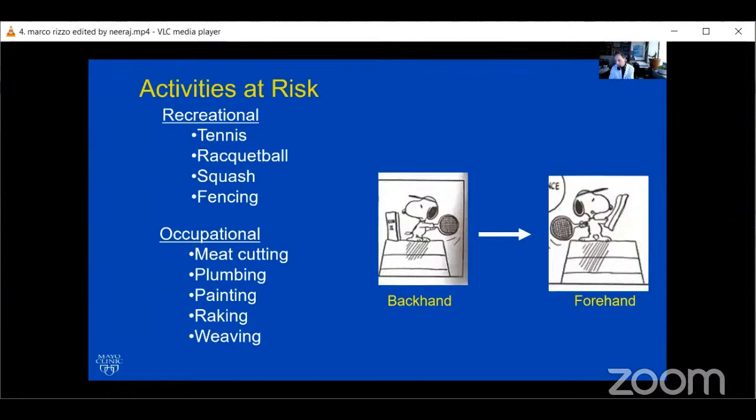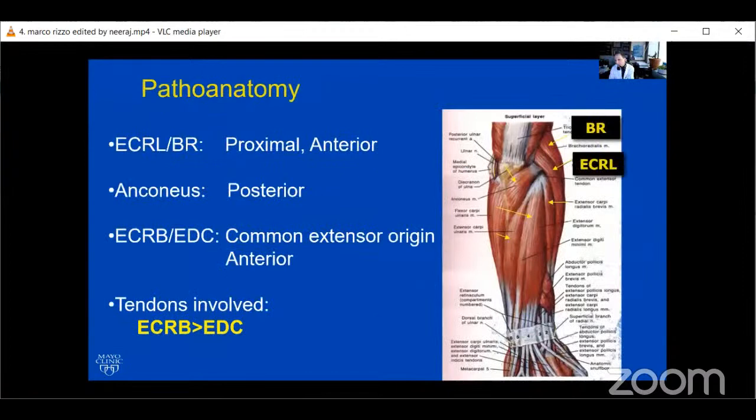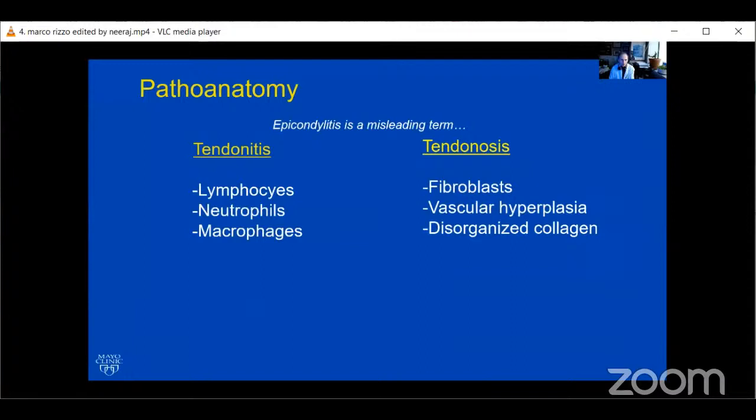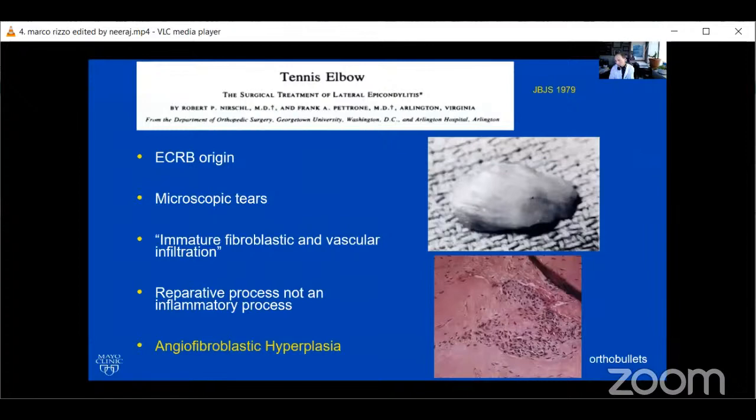Regarding pathoanatomy around the lateral elbow, ECRL and BR are more anterior and proximal. The anconeus lies posterior to the lateral epicondyle. The ECRB and EDC, the common extensor origin, are the muscle tendons involved, more the ECRB than the EDC. The ECU lies more posterior. Epicondylitis is actually a misnomer. It's more of a tendonitis that evolves into tendinosis. The term angiofibroblastic hyperplasia was coined by Dr. Robert Nirschl in the 70s, which really helped advance our understanding of the pathophysiology and also treatment.